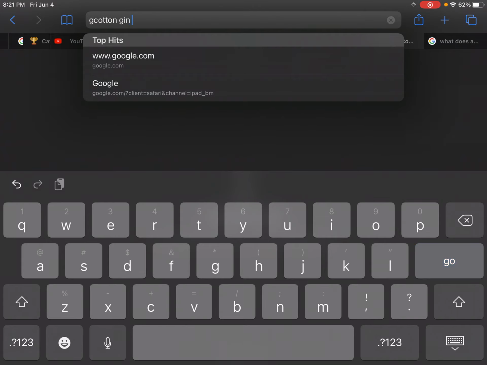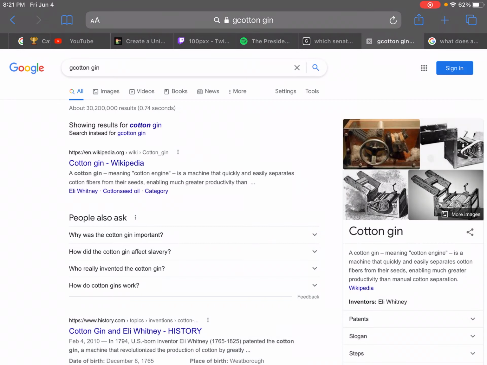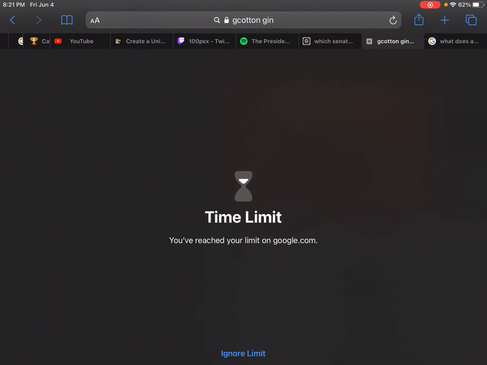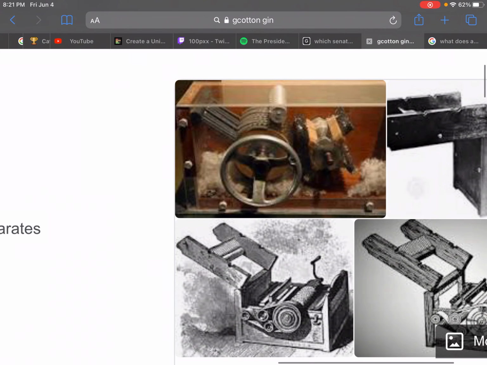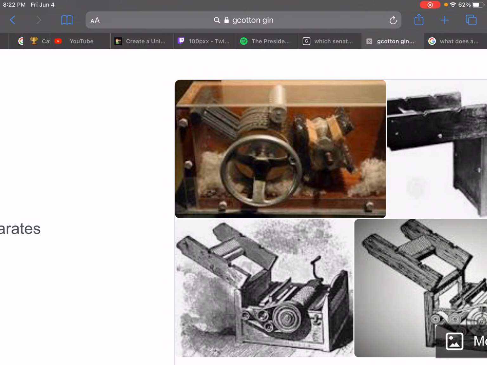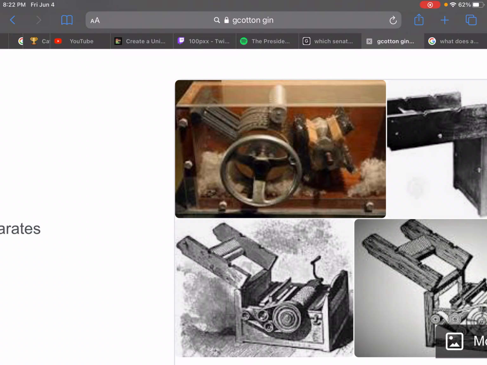The cotton gin is a machine that was invented. It looks kind of like this, where basically it makes cleaning cotton much easier. So how does this lead up to the Civil War? Well, when Eli Whitney invented this, the slave trade exploded because people wanted slaves because cotton became a lot more valuable.